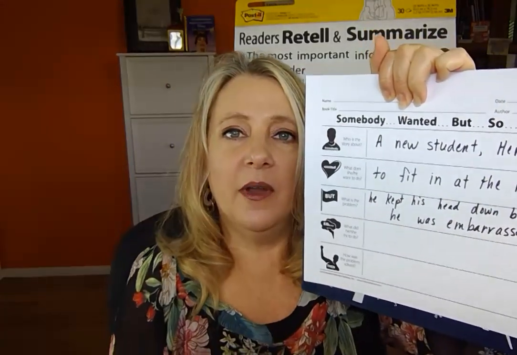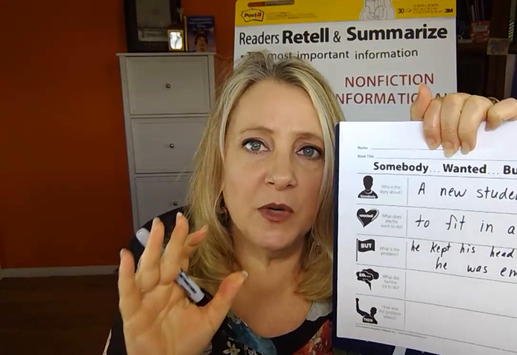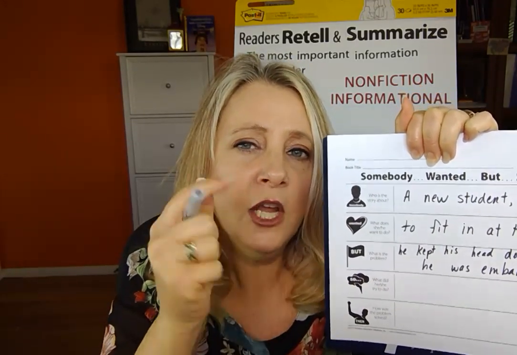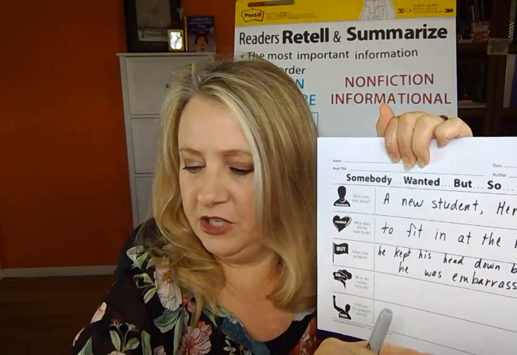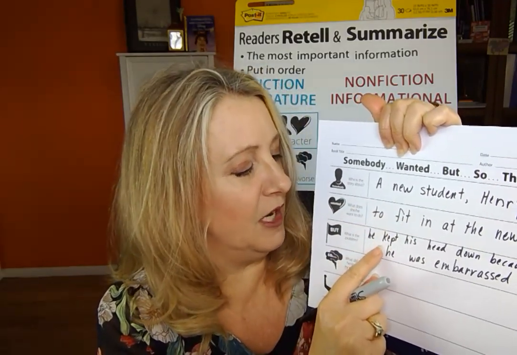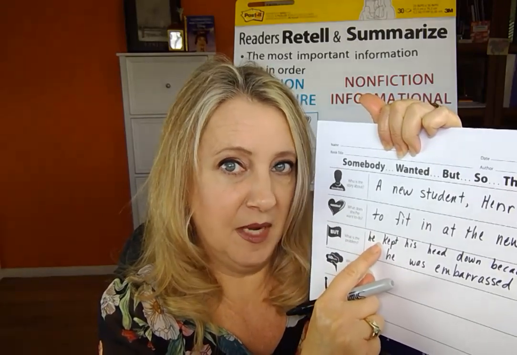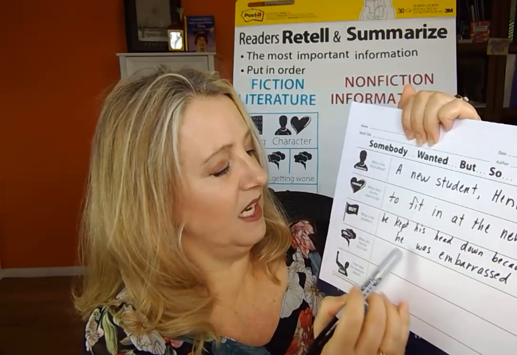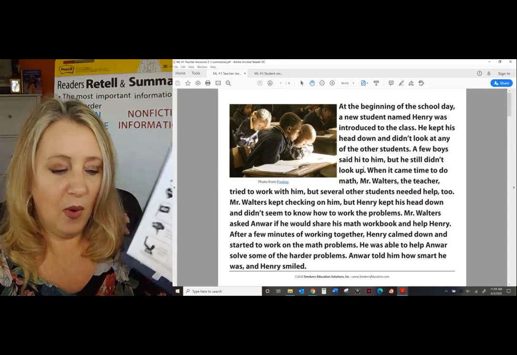Embarrassed. Long word. Okay. So sometimes when you are summarizing and you're determining the most important information, you can find the details and touch them. Just like we did, a new student, Henry. We just touched it. That's all we did. But sometimes you have to infer a little bit. You have to think. You have to tap into that thinking voice and figure out what is the big problem based on what you know that people want or how they feel? Okay, so a new student, Henry, wanted to fit in at the new school, but he kept his head down because he was embarrassed. So, what happened?